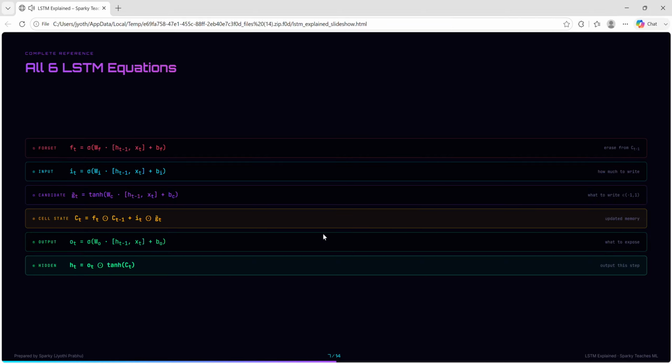Fifth, the output gate, O subscript T equals sigma of W_O dot the concatenation plus B_O. Sixth, the hidden state, H subscript T equals O subscript T, element-wise tanh of C subscript T. These 6 equations define the complete LSTM computation at every single time step.